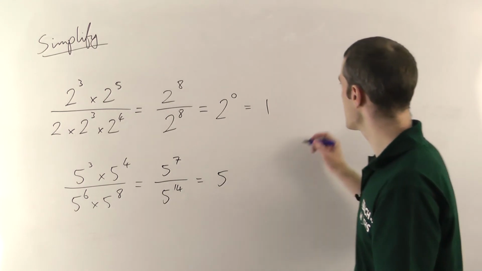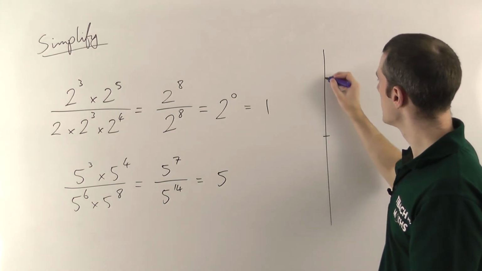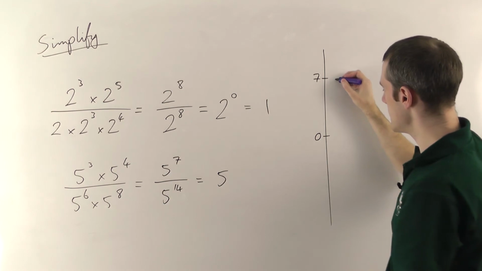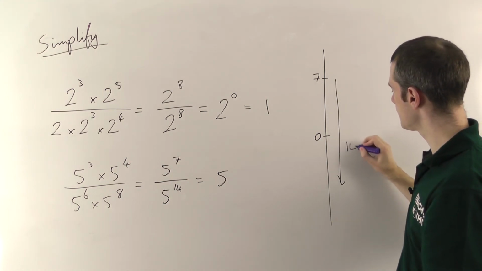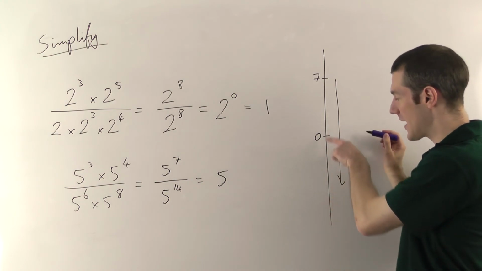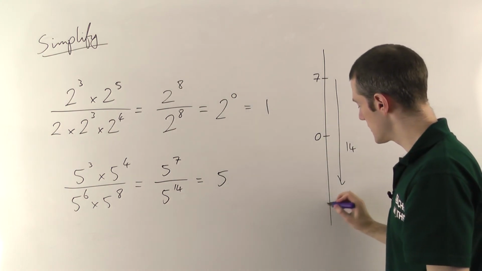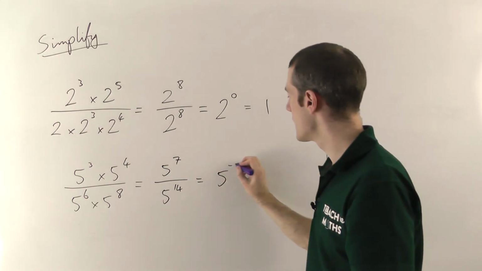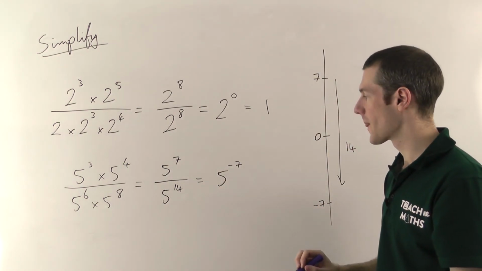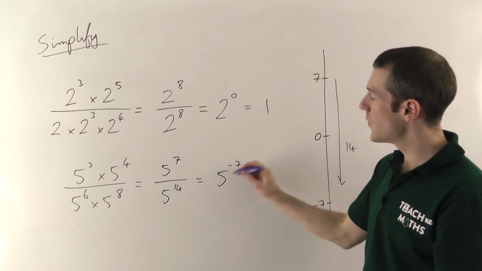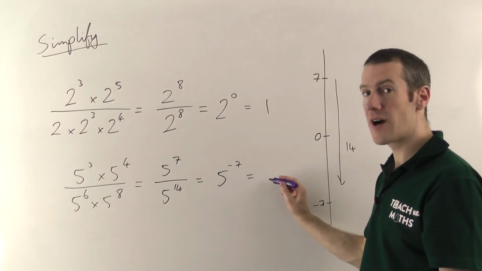If you think about it, if you imagine a number line, if 7's up here and 0's here, if you're taking away 14, you're going down by 14. It's going to take you 7 to get down to 0. So from your 14, you're going to have another 7 left. So you're going to get all the way down to minus 7. So the power here, 7 minus 14, is actually minus 7. But this is a negative power.